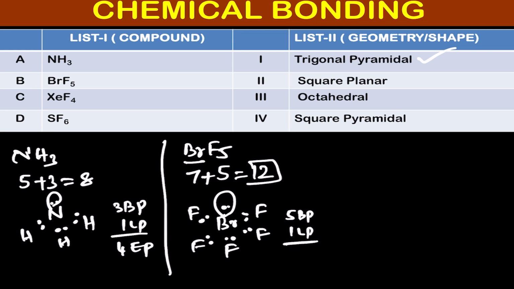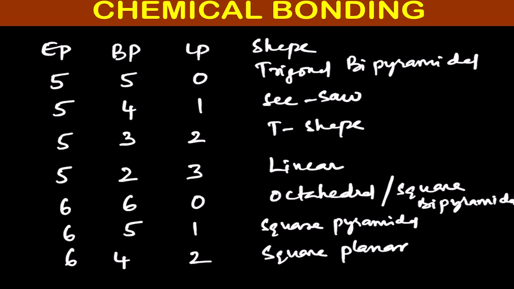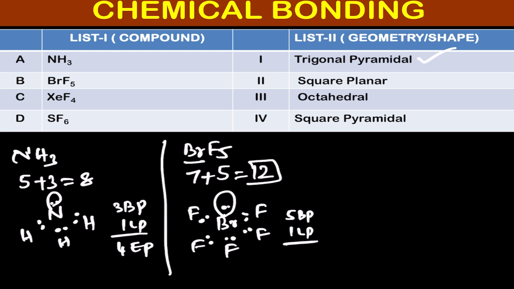So you have 5 bond pairs, 1 lone pair. What is the tabular column? Total electron pairs are 6. 5 are bond pair, 1 is lone pair. The shape is square pyramidal. So A corresponds to 1, B corresponds to 4.